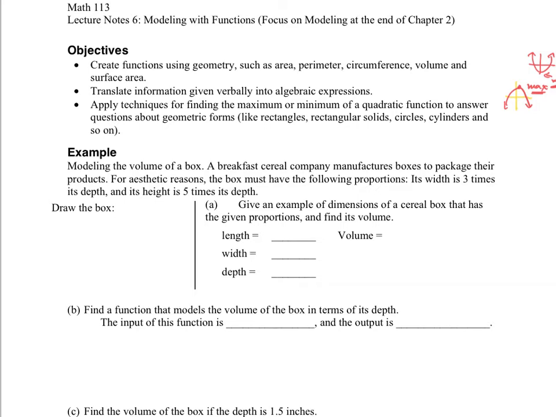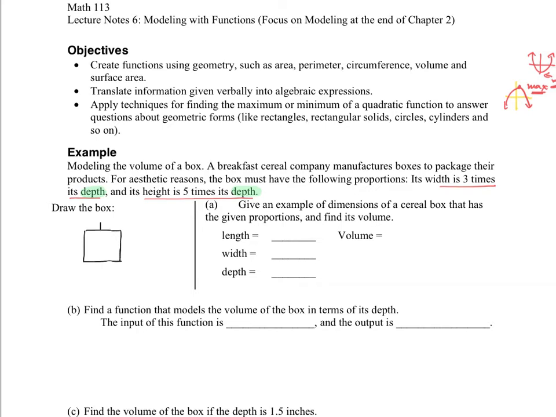The width is 3 times its depth, and its height is 5 times its depth. Notice how everything is related to the depth of the box. Whenever you have a geometry problem or a volume or area, it is always a very, very good idea to draw a diagram, always. So let's do that first, and you don't have to be a Picasso to do a box.